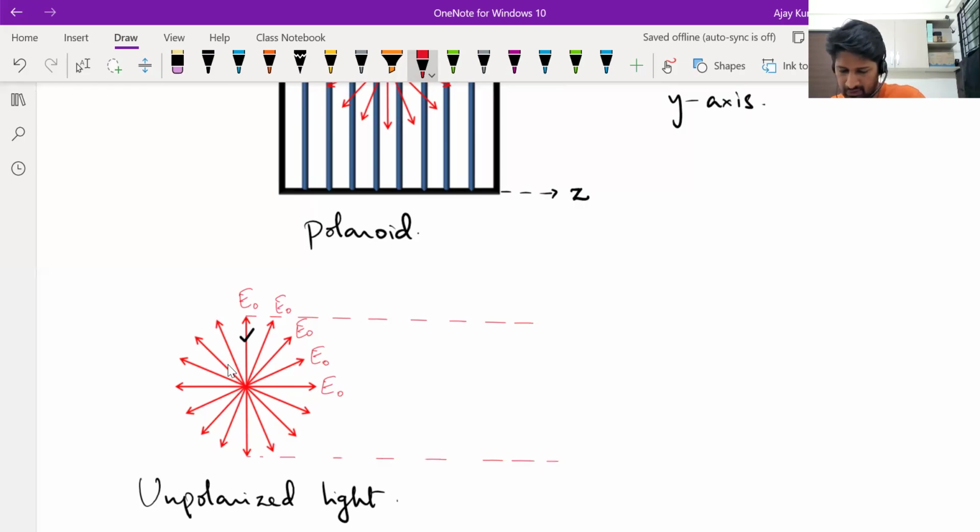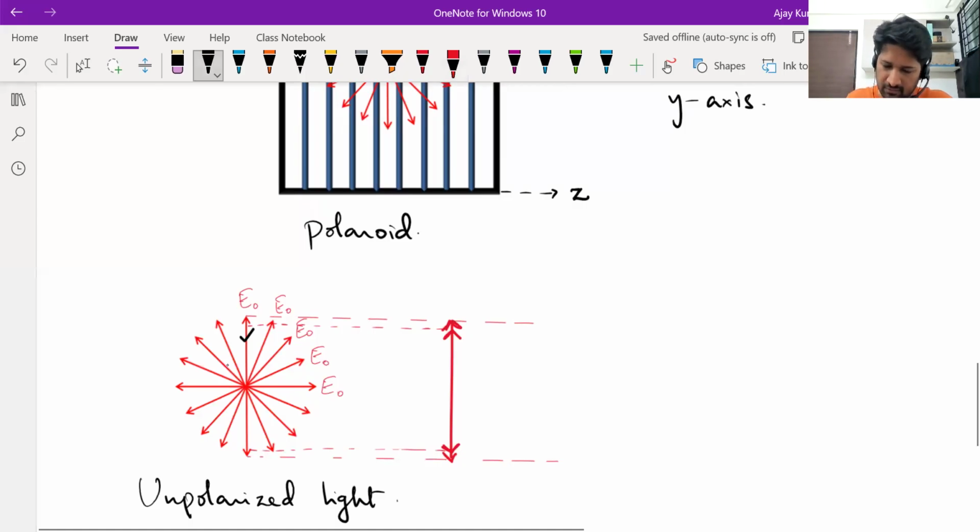One wave has its electric field completely in the Y direction. That wave's electric field will pass as it is. The other waves have components in the Y direction, so only their components will be allowed to pass. Like the second one, its electric field is only this strong. So for the second wave, a smaller amount of electric field will pass through the polaroid.